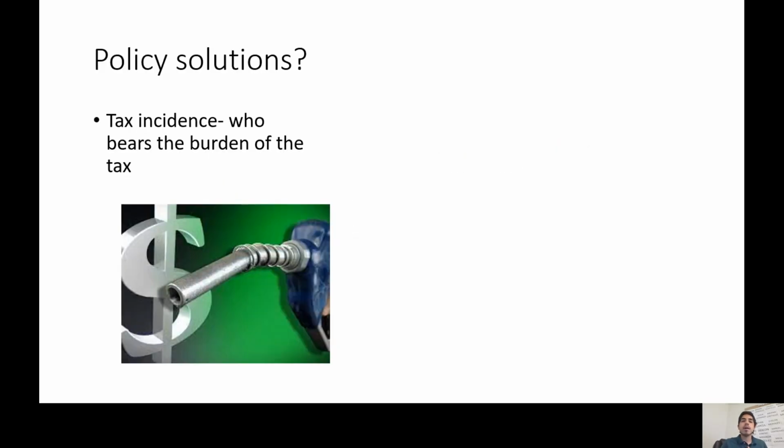Okay, so let's think of some policy solutions to climate change, and we have another potential policy solution to climate change. So tax incidence, who bears the burden of the tax?